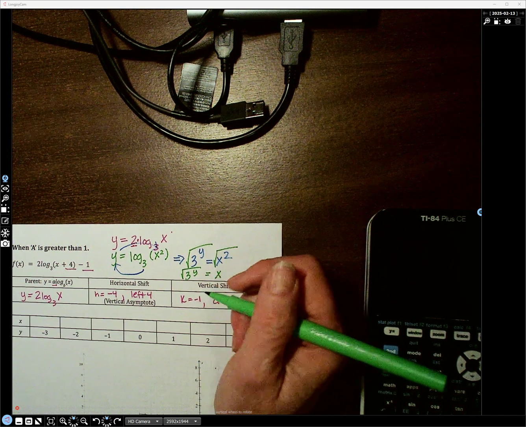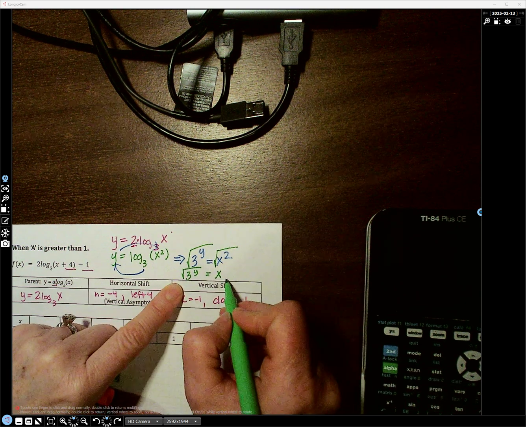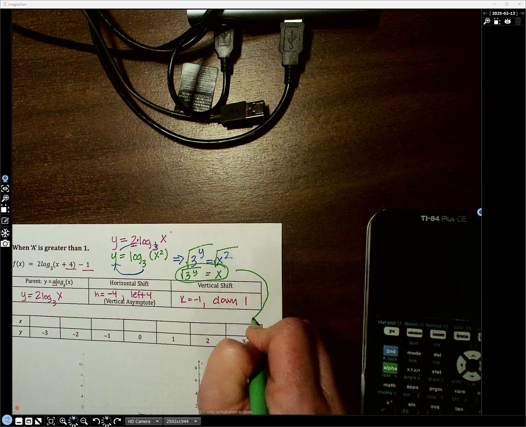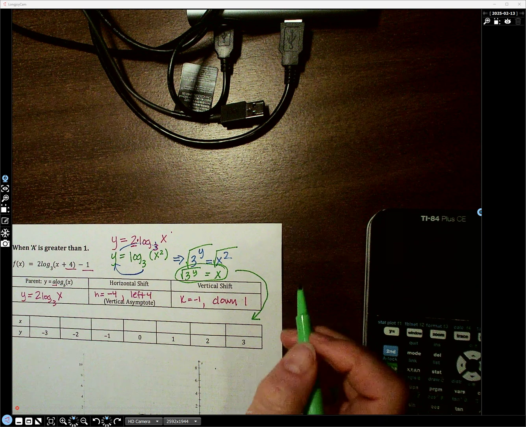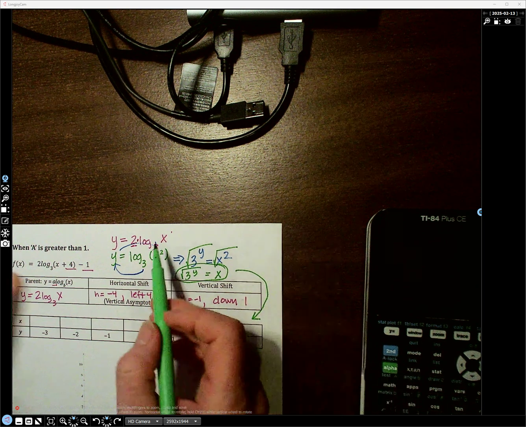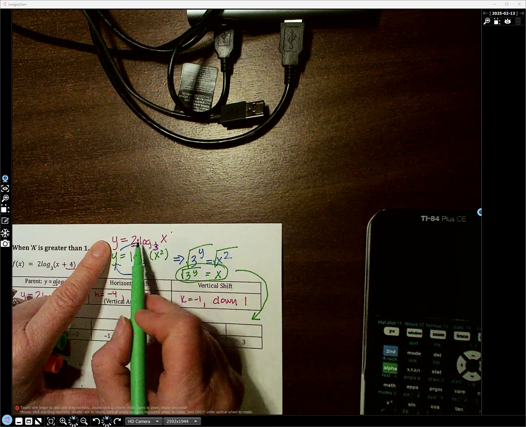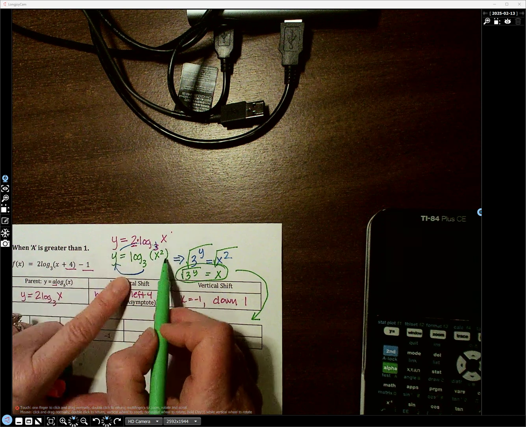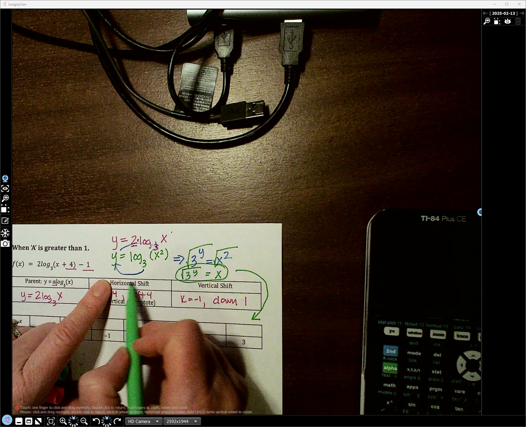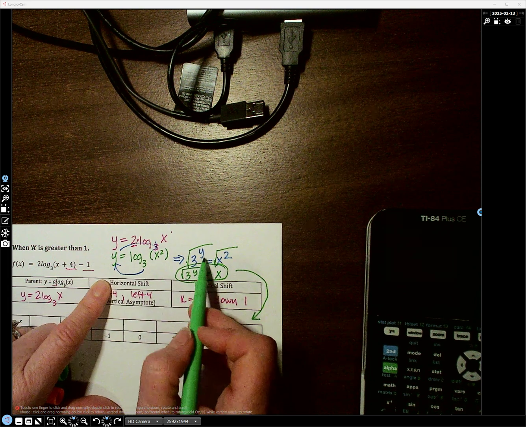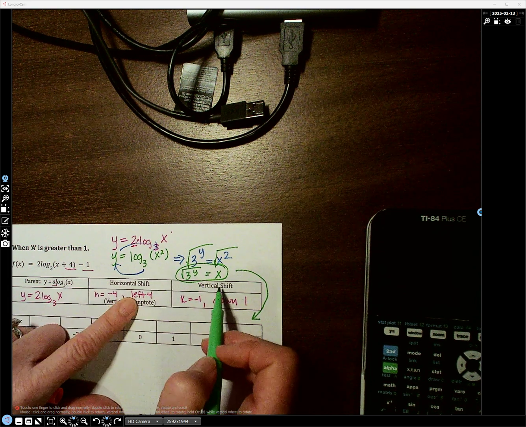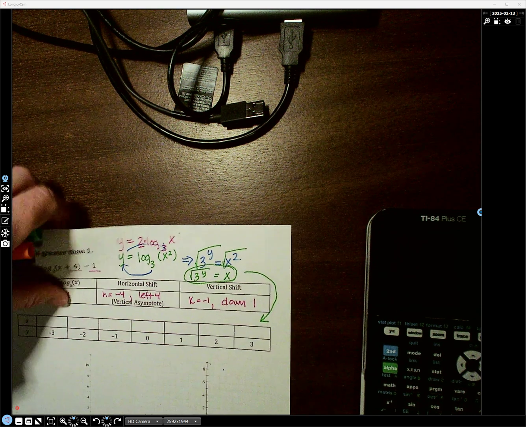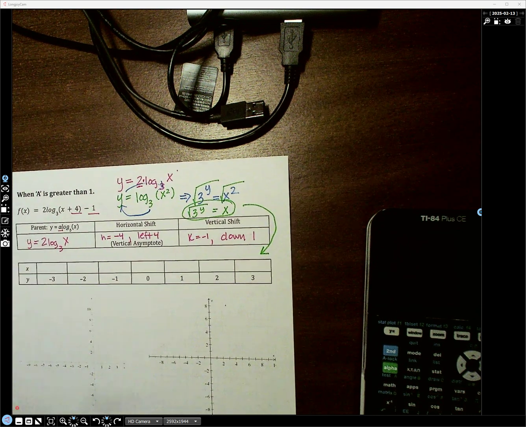So this is what we are going to plot into our table. Okay, so let's just review what we just did. We had the parent function. We moved the number, the a value here. Then we rewrote the function as an exponent and we solved for x. And now it's going to be the same as the problem before. We're going to do some little math here without a calculator.